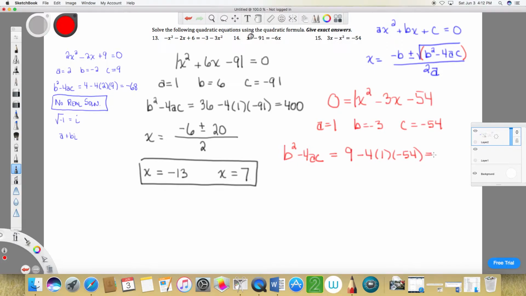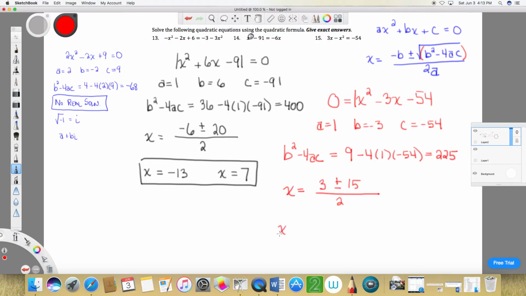So again, I'm going to go to my calculator. I don't trust my mental arithmetic skills. I get 225. And I think that 225 is 15 squared. So the square root of 225 should be 15. Yes, and it is. Okay, so we have that x is equal to, by the quadratic formula, the opposite of b, the opposite of negative 3 is positive 3, plus or minus the square root of 225, which we know to be 15. And the denominator, 2 times a, 2 times 1 is just 2.